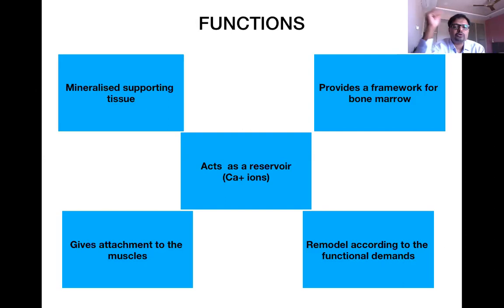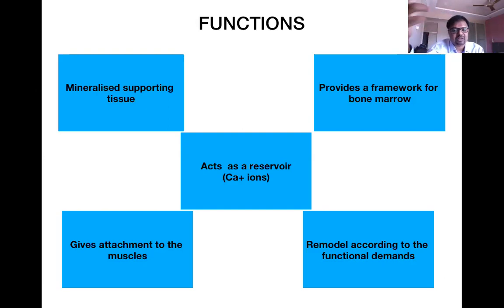Okay. Most important function of the bone is it's a reservoir of calcium ion. You have to understand that everything in the human body is controlled by the calcium ions. Your heartbeat, your muscle actions, your exchange of other ions in the human body, fluid movement, everything depends upon the calcium ion. And without calcium ion, nothing works. Okay. So the bone acts as a primary reservoir of calcium.